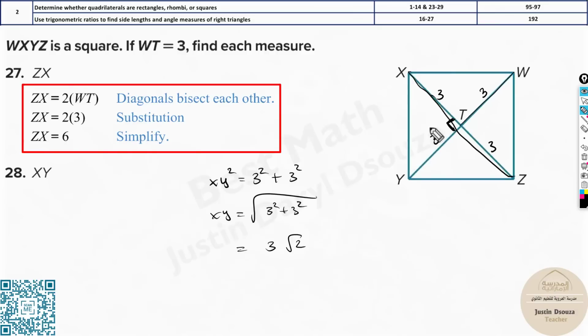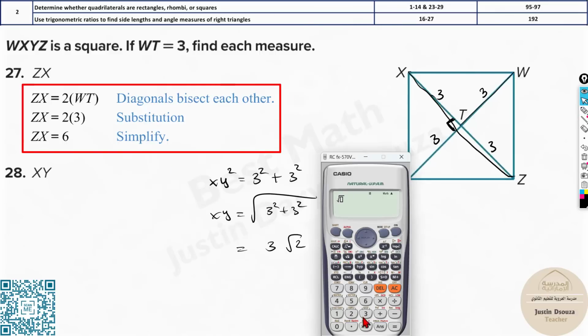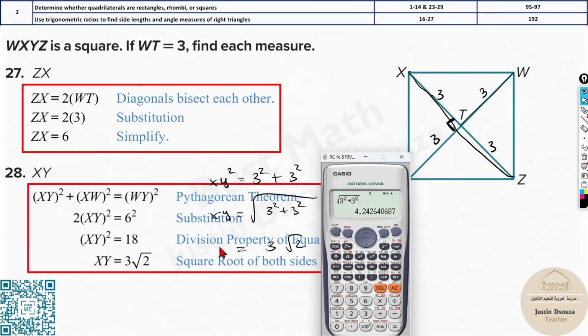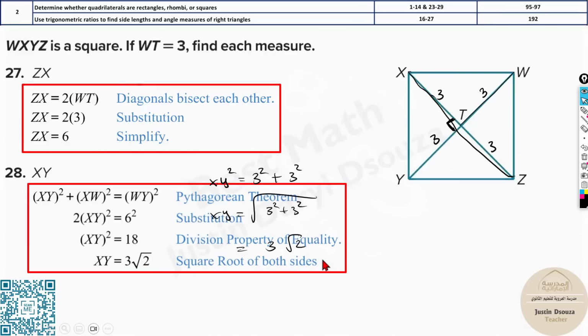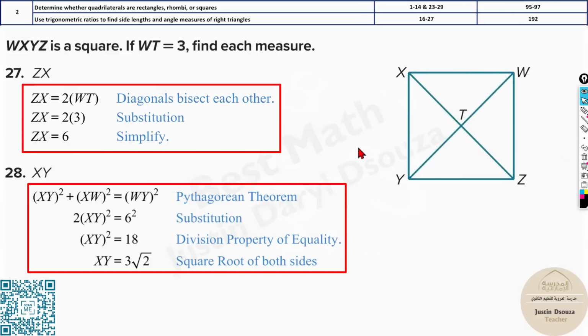It will be 3 root 2, but you can just put it in the calculator and find the exact measure. Square root of 3 squared plus 3 squared. That's it. And the answer will be 4.24. Now, since they have not told us to round it off, you can just write 4.2 or you can write 4.24. They have not mentioned how many decimal points. Okay, they have just considered it to be 3 root 2. That's it. From Pythagoras theorem, that's very important.